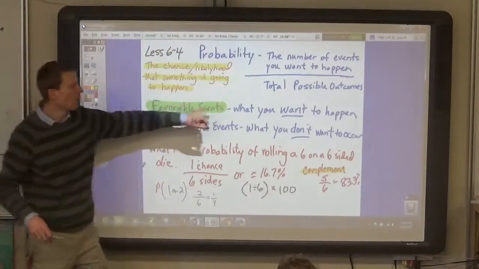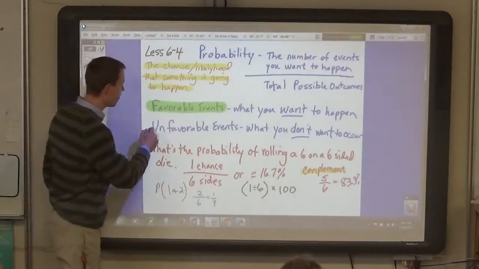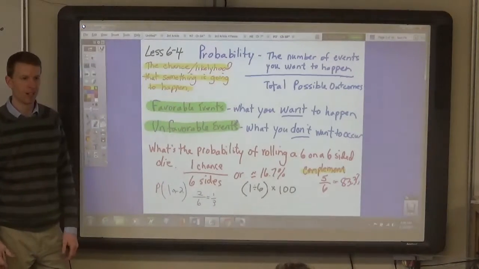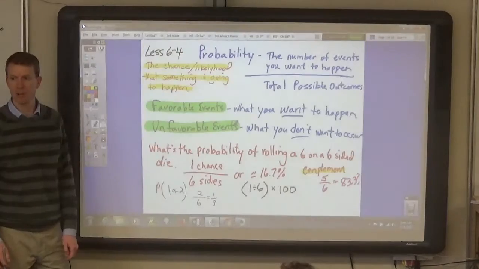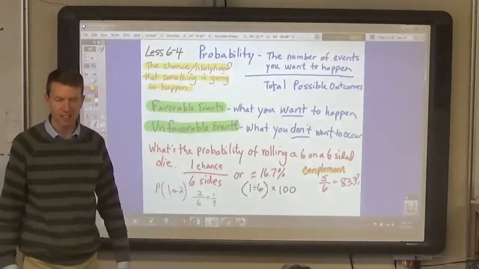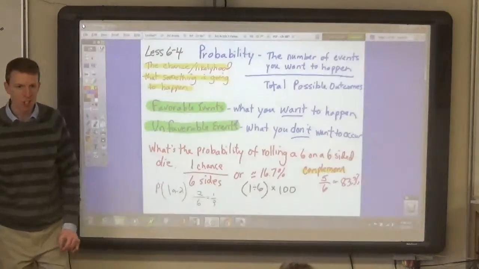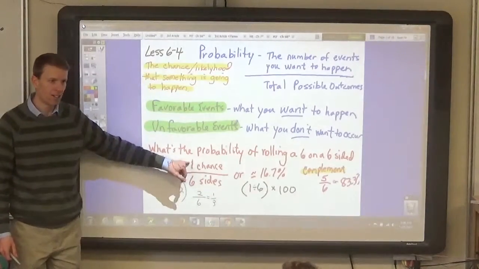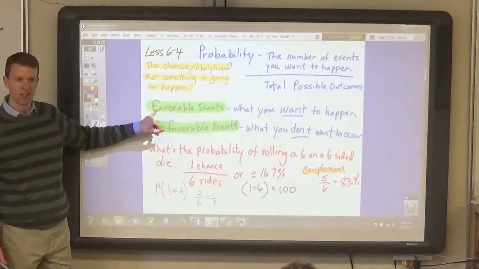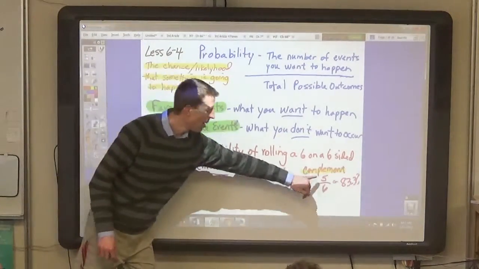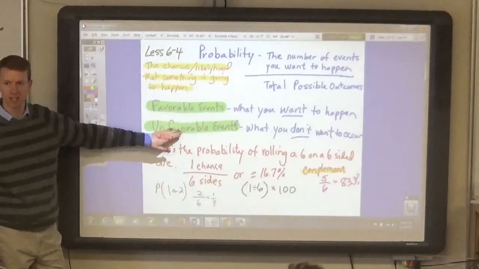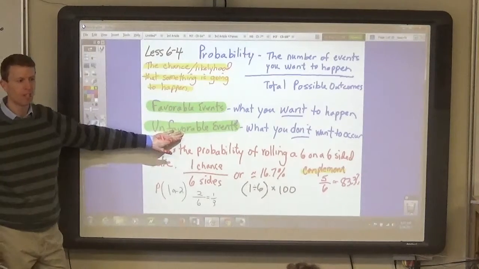So favorable events are what you want to happen. Unfavorable events are what you don't want to happen. Okay? If you're playing a game of Yahtzee and you need to roll a 5 in order to complete your set, then your chances of rolling that 5 are 1 out of 6. That's your favorable event. The chance that you don't roll a 5 is 83%. That's the unfavorable event. Okay?